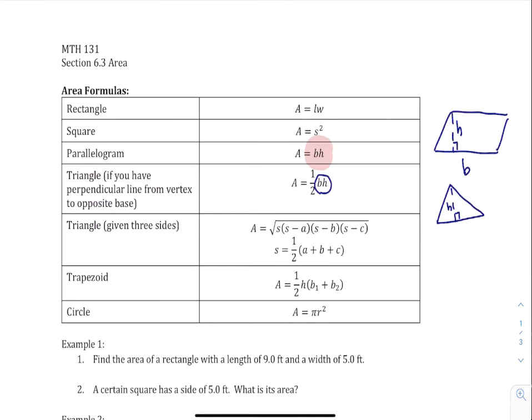And what it does is you look at the square root of s times (s minus a) times (s minus b) times (s minus c). S is found by adding the sides of the triangle together and dividing by 2, or multiplying by 1/2. You can almost think of S as half of the perimeter of a triangle.